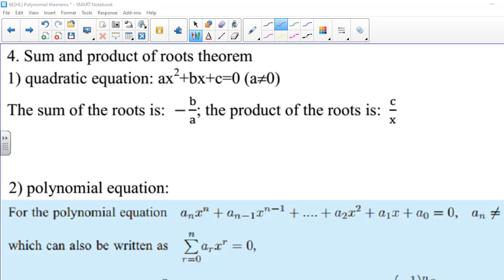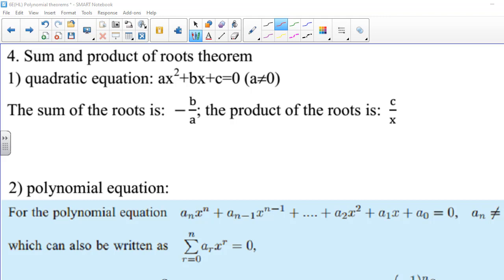Right now, let's look at the fourth theorem we need to learn in this lesson. We need to look at the sum and the product of roots theorem. For this theorem, we have already touched in 1c, where it's called the sum and the product of roots for a quadratic equation. For a quadratic equation, ax squared plus bx plus c equals 0. Of course, a cannot be 0. The sum of the roots is negative b over a. The product of the roots is c over a.